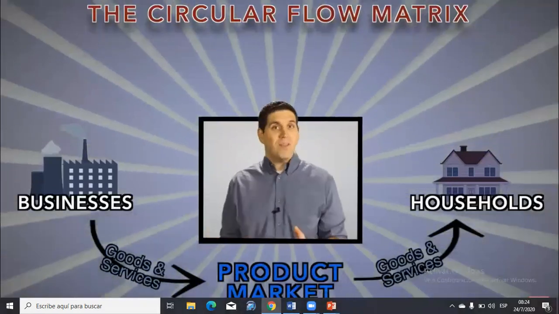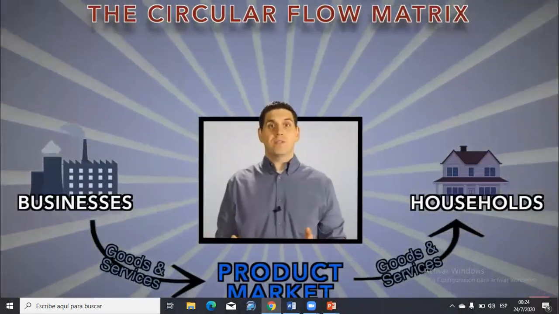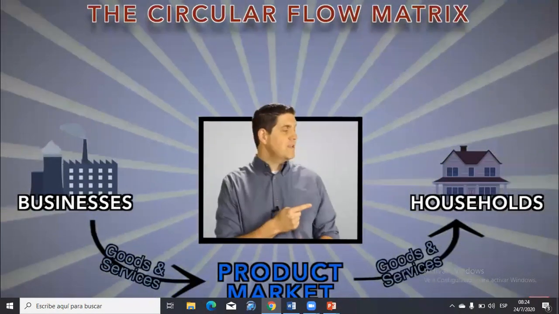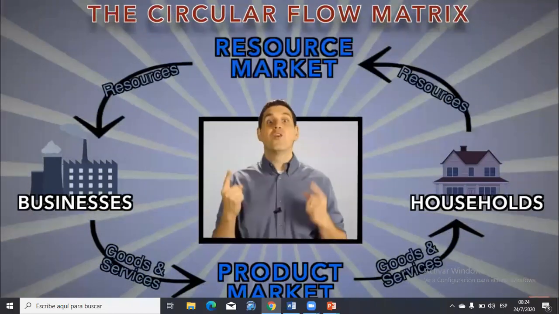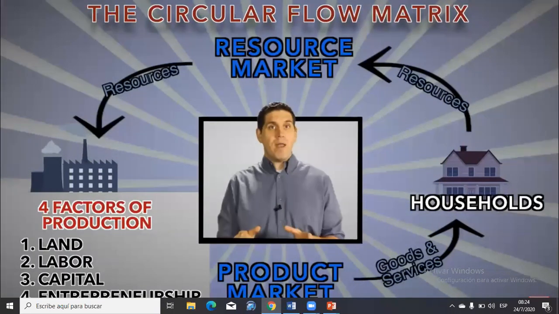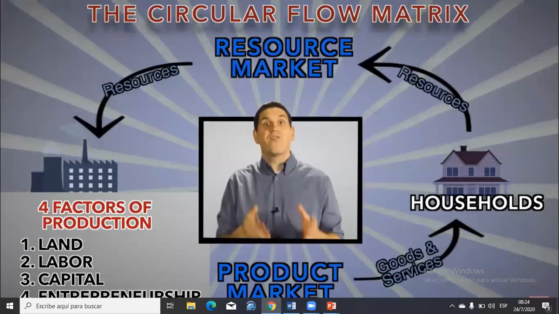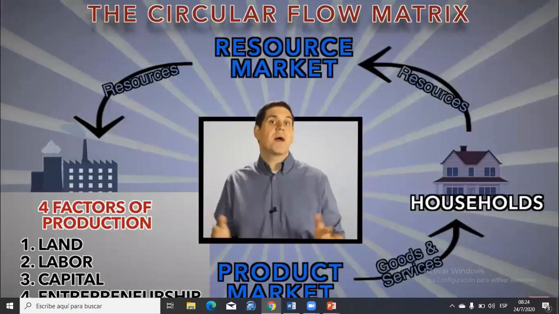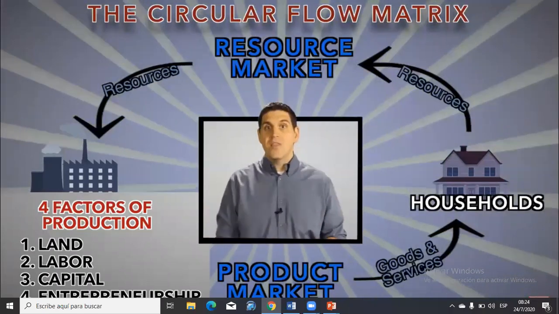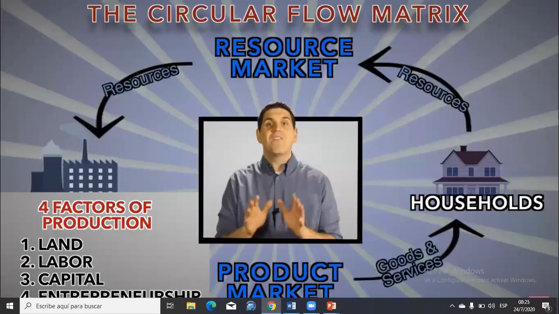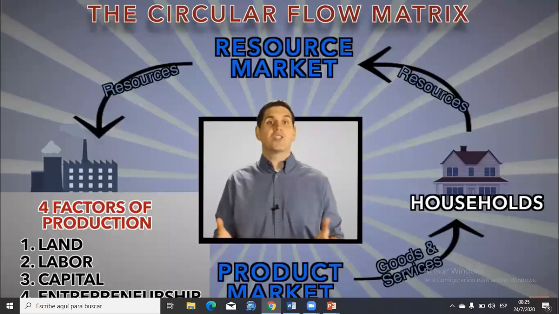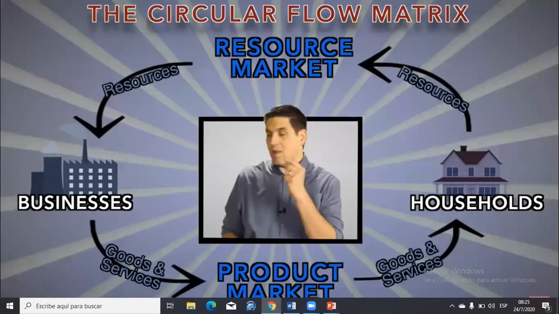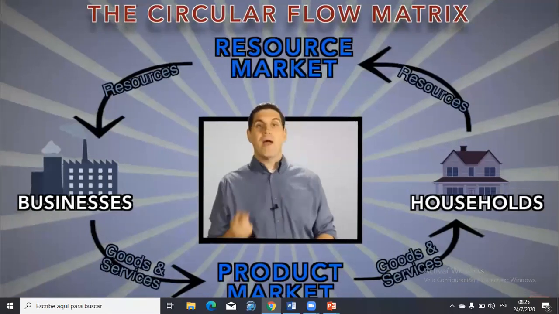But to make those goods and services, businesses need resources like workers and machines. In the free market, households own the resources and they're sold to the businesses in the resource market. Economists point out that there's 4 categories of resources or 4 factors of production. The first one is land, which is any natural resource or anything that comes from Mother Nature. Then there's labor, then capital, which is tools and machines, and finally, someone to bring it all together, the entrepreneur. That's why it's called the circular flow matrix. Those resources are being used by the business to produce the products that people turn around and go buy.